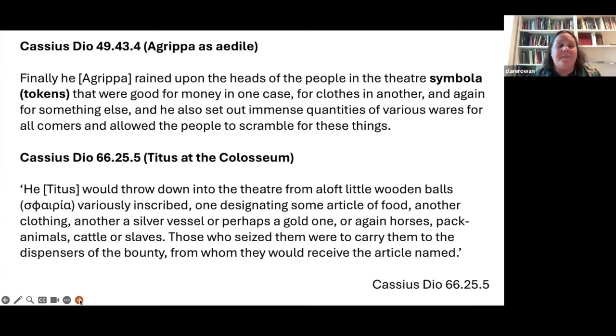We've also got a reference to Dio talking about Titus at the Colosseum, where he doesn't use the word cymbala, so tokens, but clearly what he's describing is a token. But of wood, actually, which if they ever existed, do not survive, although we do have tokens of clay and other materials. So little wooden balls inscribed, again hurled into the crowd to get gifts.